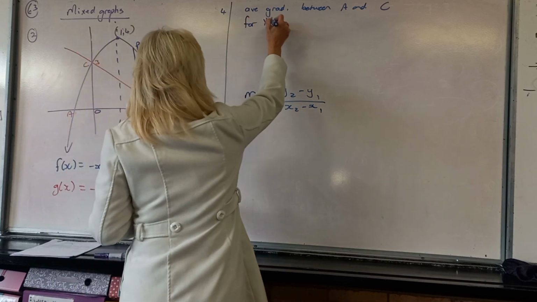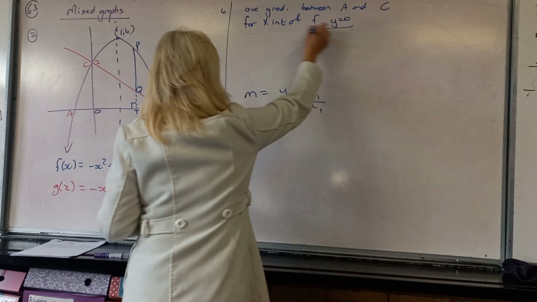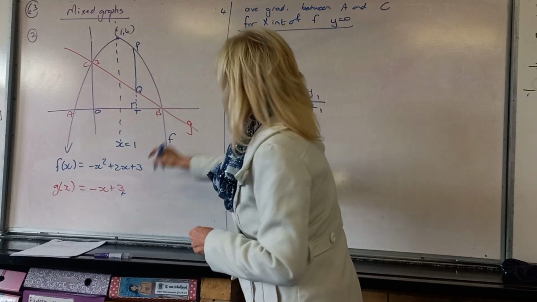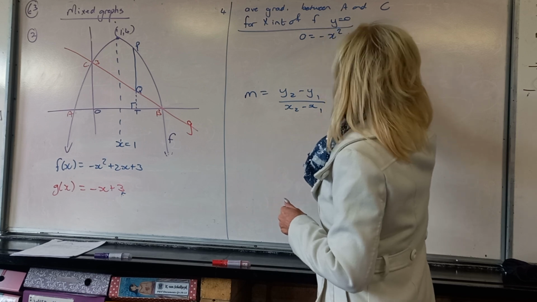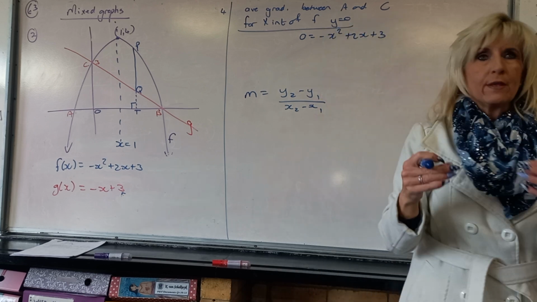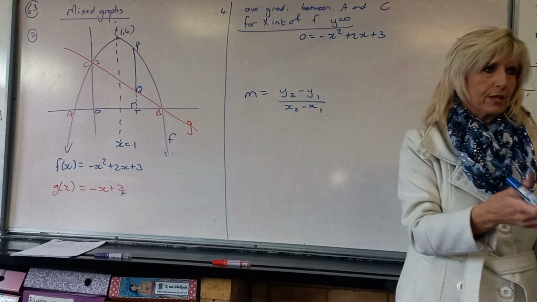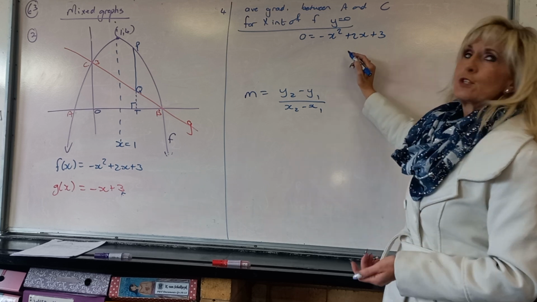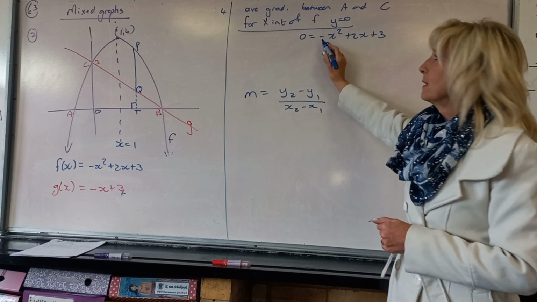For the x-intercepts of f, you put y equal to 0. So it's going to be 0 equal to negative x squared plus 2x plus 3, knowing that for x-intercepts, you've got to put y equal to 0. That's part of your sketching. Then, to factorize this, you need to take out a negative.